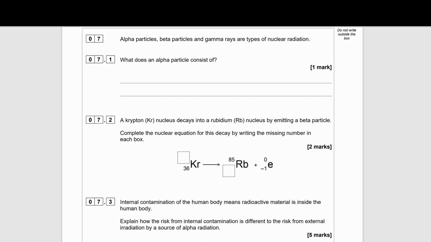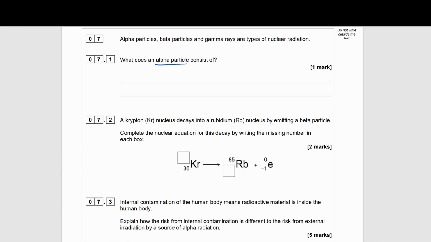This is part 2 of the walkthrough of the AQA GCSE Physics 2022 Higher Tier Paper 1. Question 7. Alpha particles, beta particles, and gamma rays are types of nuclear radiation. What does an alpha particle consist of? So, this is recall ability now of our different types of radiation.